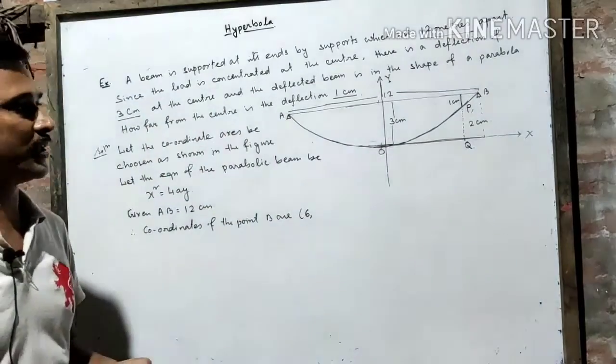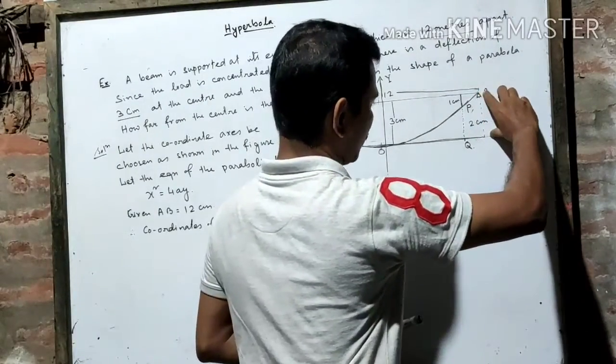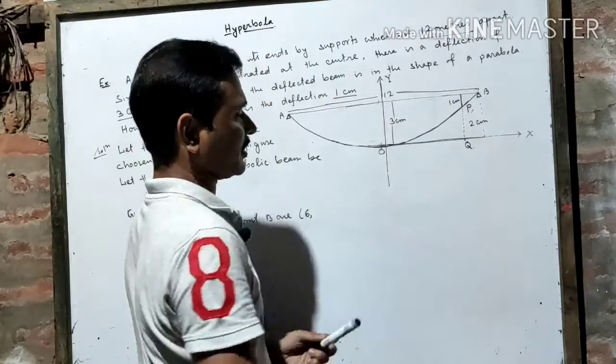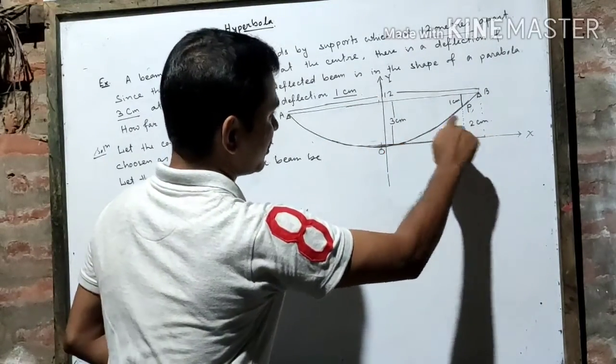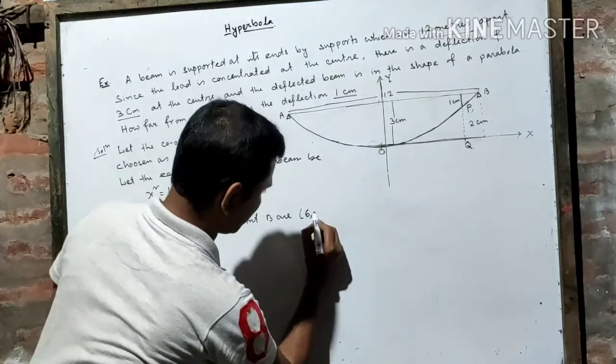And what is the y coordinate? This length is the y coordinate. That means this length is the y coordinate. So y coordinate is 3 centimeter. Okay, this is equal to this. So y coordinate is 3 centimeter.